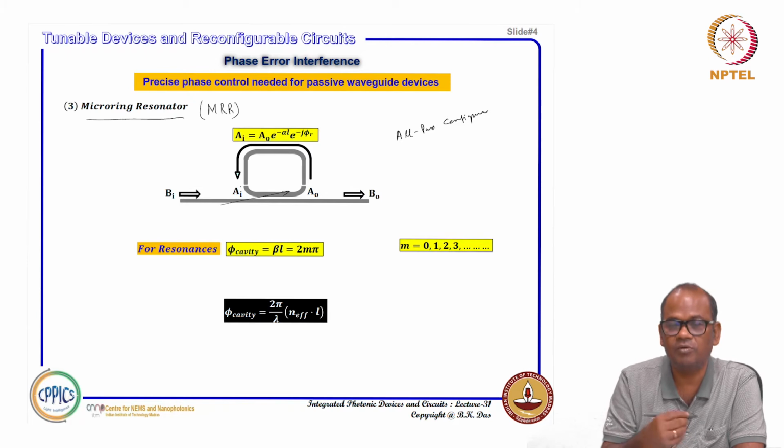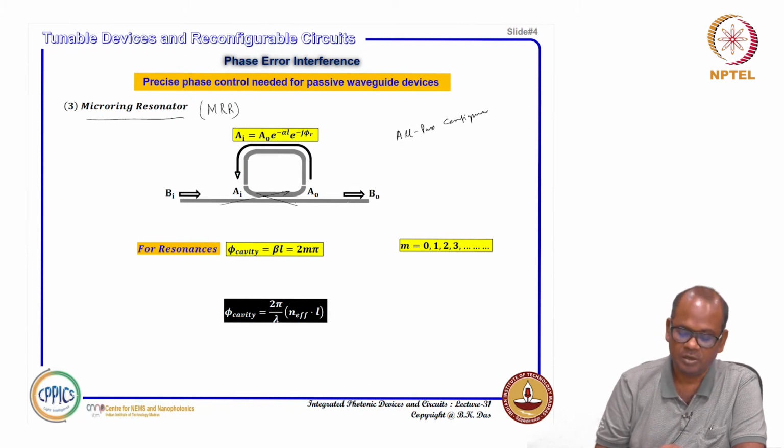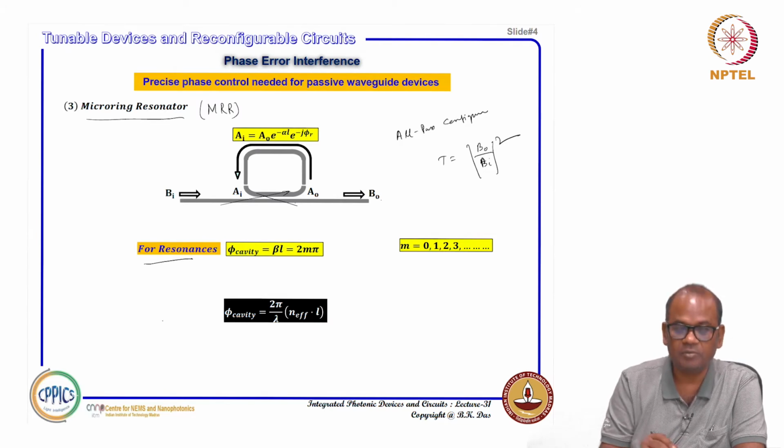In steady state, you know how to solve for the transfer function and what the B naught would be, and we can find that the transfer function T is the modulus square of B naught by A naught. That will be the power transfer function, we know that. In the power transfer function, we have also shown that the resonance condition should be on phi cavity, the round trip phase.